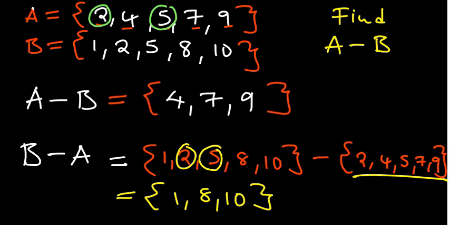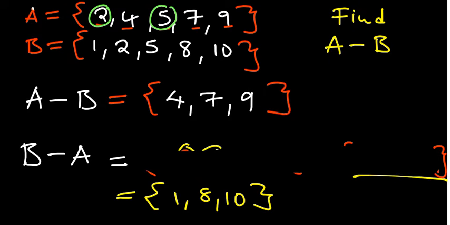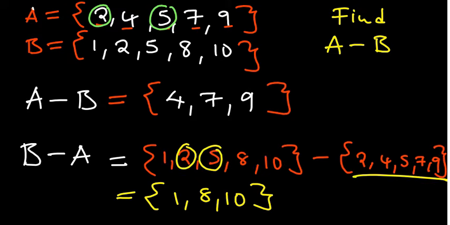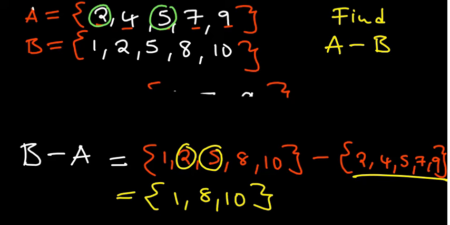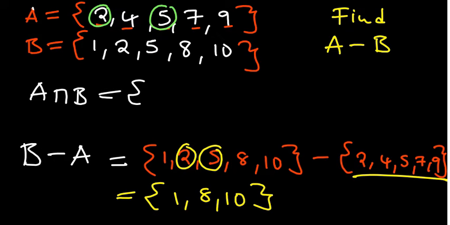A few things that you can take note of using B minus A. Let's try to find the intersection of A and B. We understand that for the intersection of A and B, we are looking at the common elements. The common elements were 2 and 5, right? 2 and 5 are the common elements.